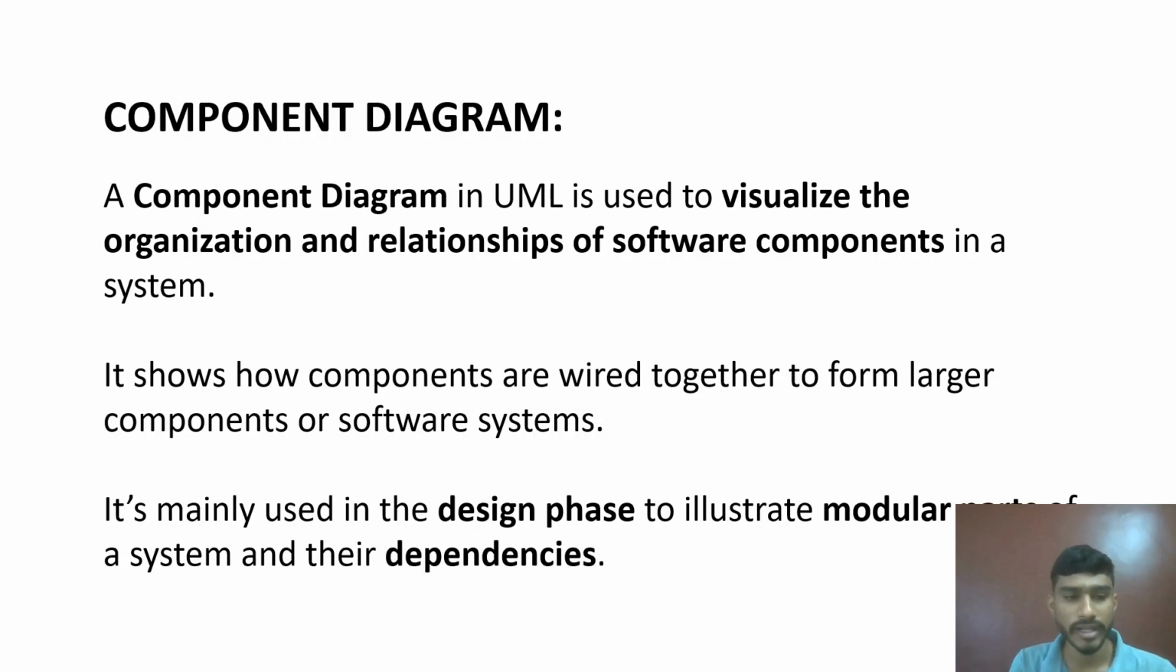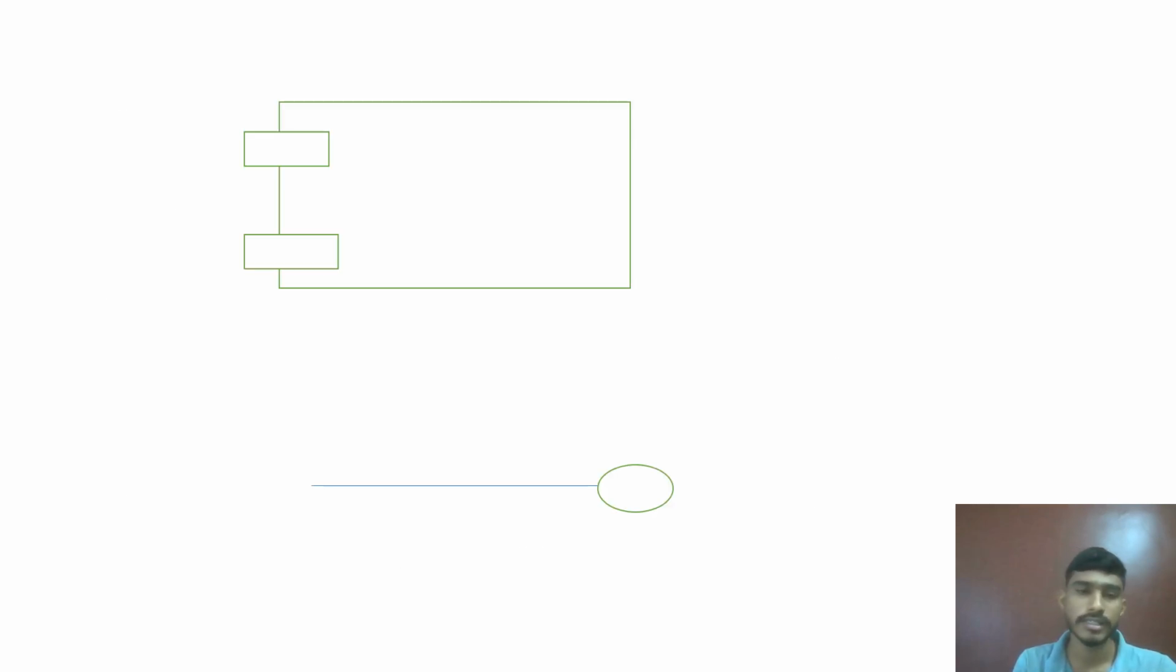Next is the component diagram. In UML, the component diagram is used to visualize the organization and relationships of software components in a system. It shows how components are wired together to form a larger component or software system. It's like a class diagram, only it has many components, one depending on another, and its diagrammatic representation is different from the class diagram. It is mainly used in the design phase to illustrate the modular system and its dependencies. This is the component diagram.